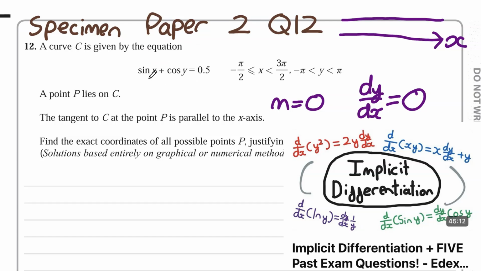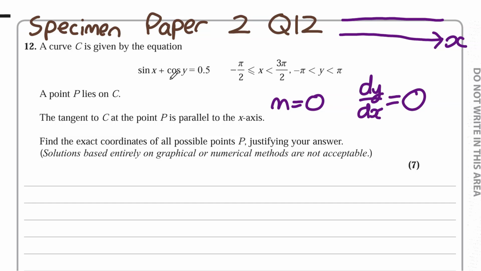Let's start with this side, sin x. If we differentiate this in terms of x, this is just basic year 2 differentiation. If you differentiate sin x, it is equal to cos x, and then plus, if we differentiate cos y, now we need to differentiate this implicitly.